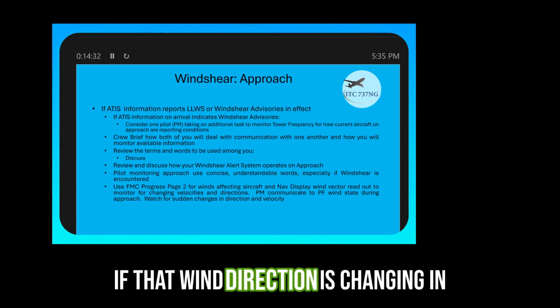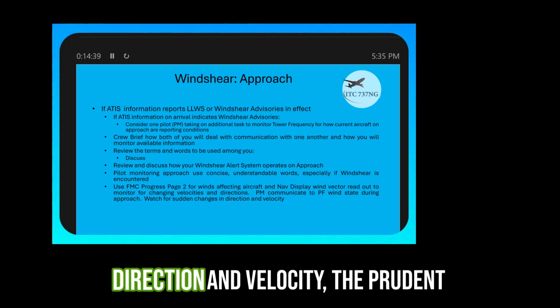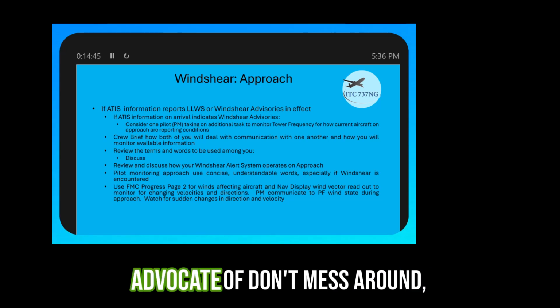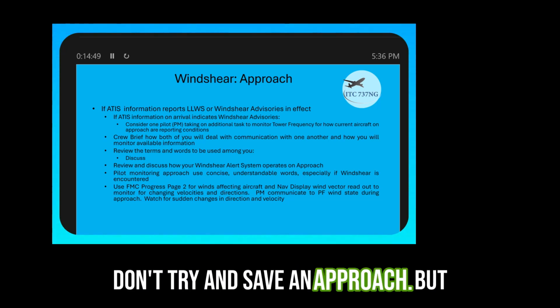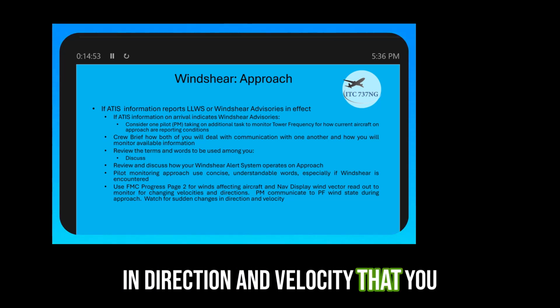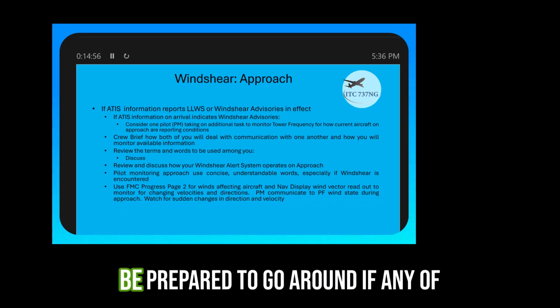And this is where you can anticipate and probably start to seriously consider abandoning the approach. If that wind direction is changing with such rapidity in direction and velocity, the prudent thing is get out of there. I'm a big advocate of don't mess around, don't try and save an approach. But watching for these sudden changes in direction and velocity that you can see on the wind vector on the nav display is really important.